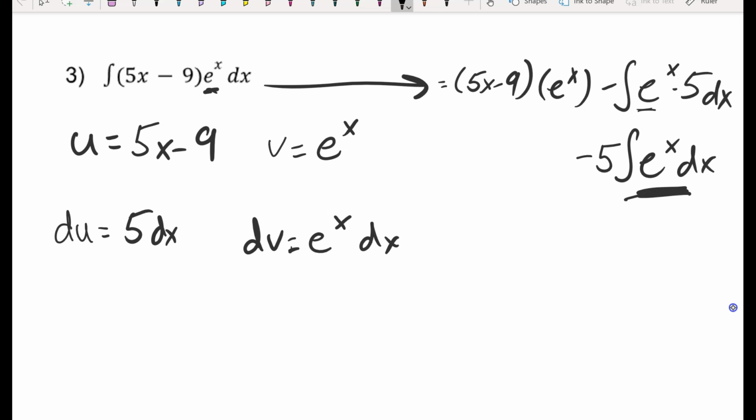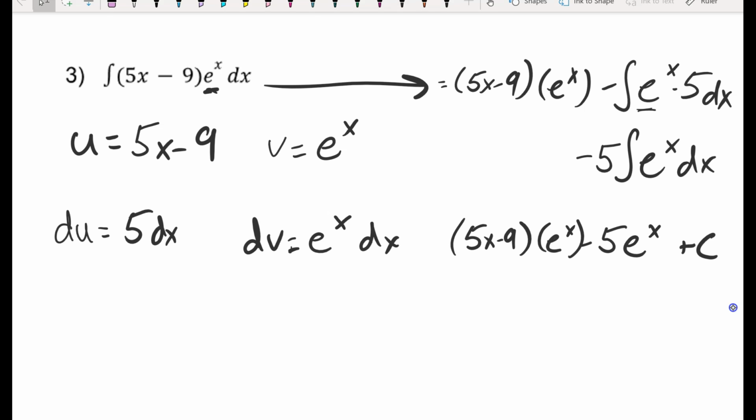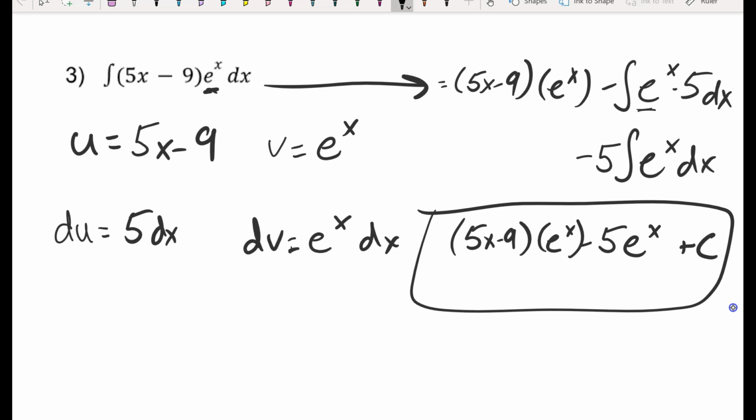And we already know what the antiderivative of e to the x is. We've done that already. That's just e to the x. And I'm just going to add a constant of integration because I've finished my integration problem here. So my final answer is just 5x minus 9 times e to the x minus 5 e to the x plus c.